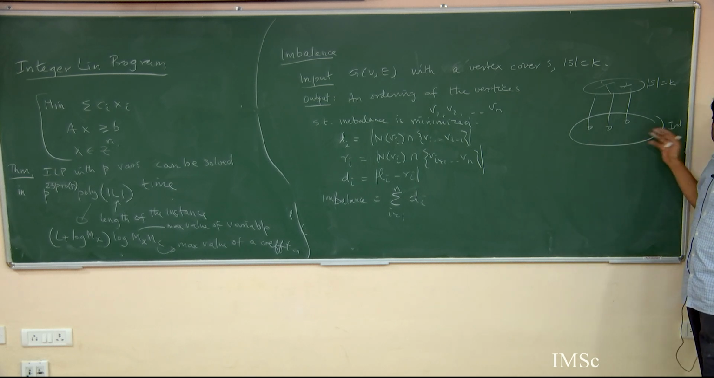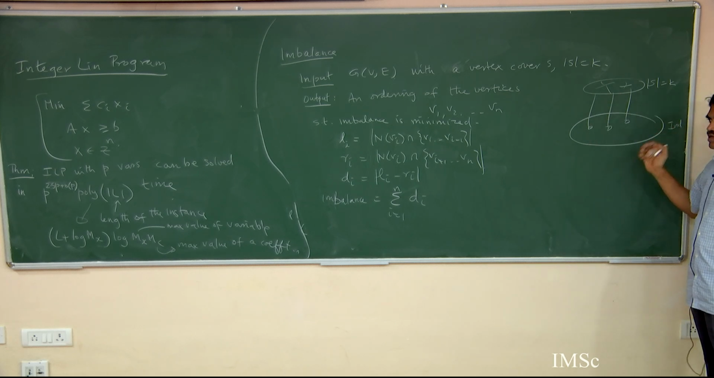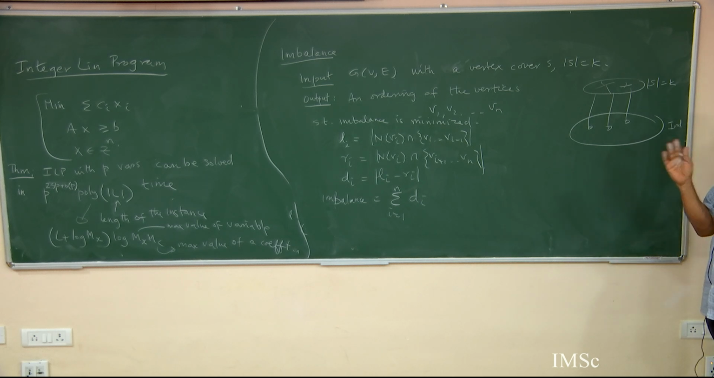And I want an ordering of the vertices which minimizes the imbalance. So I am looking for some ordering. Now, one option is that we come up with a function of k many variables and model this as an integer linear program. The other thing is that we can sacrifice k, interestingly.